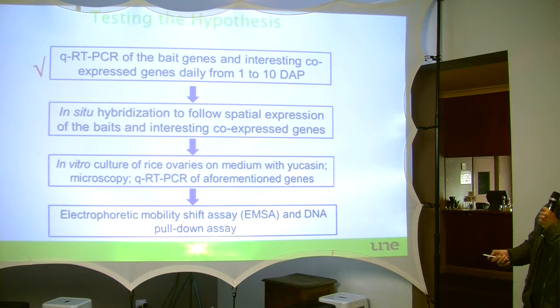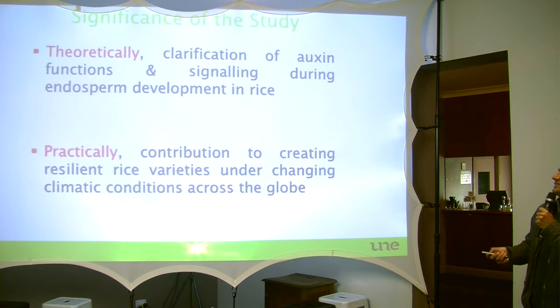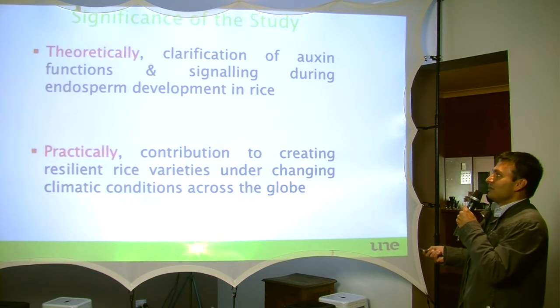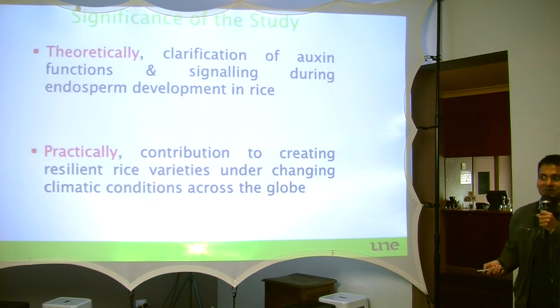So I'll test my hypothesis by a number of techniques. So far, qRT-PCR is done, and I'm waiting for the other things to complete. So my study, theoretically, will contribute something about the roles of auxin during endosperm development, and practically, it may contribute to creating resilient rice varieties, especially for the Australian environment. That's all. Thank you. Thanks very much.